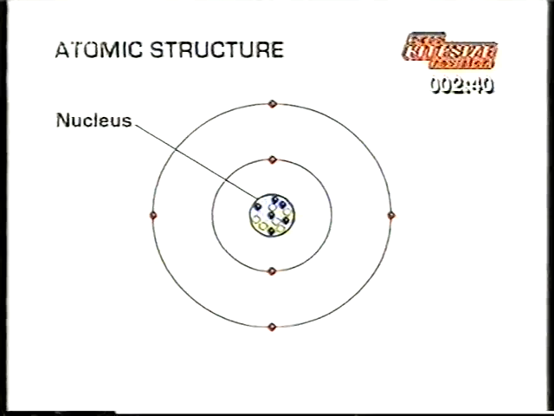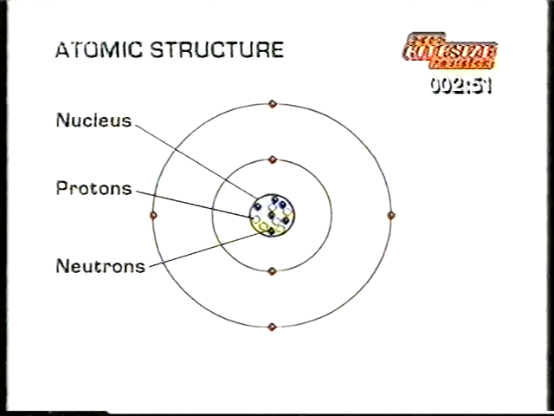So every atom has a dense central nucleus containing positively charged protons and uncharged neutrons. The nucleus is surrounded by a cloud of much smaller negatively charged electrons. The nucleus has nearly all the mass, but takes up less than 1% of the volume. 99% of the space inside the atom is empty.